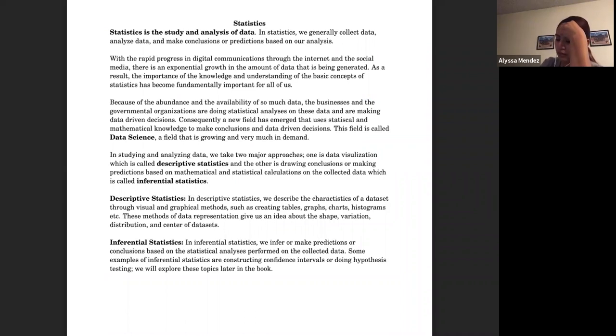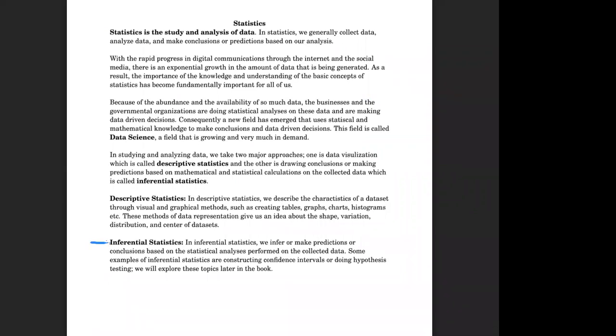Inferential statistics is where you infer or make conclusions or predictions based on your analysis. Some of the things we will be talking about are confidence intervals and hypothesis testing. Confidence interval, I'll give you a very simple example. Let's say I ask you, what is the average income for students at Hartnell College? How much money they make, on the average?